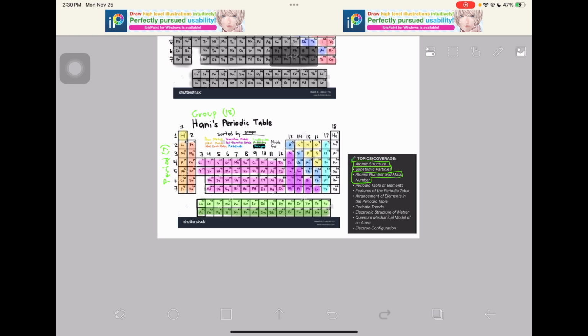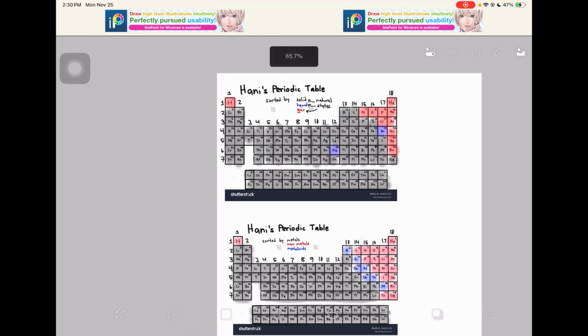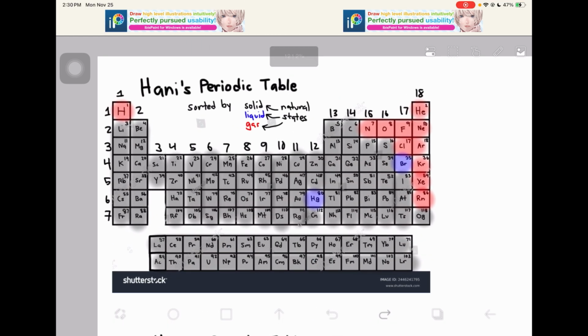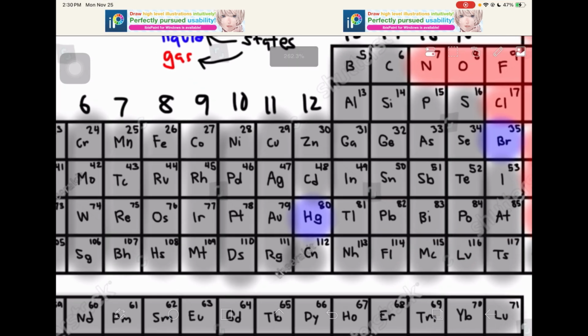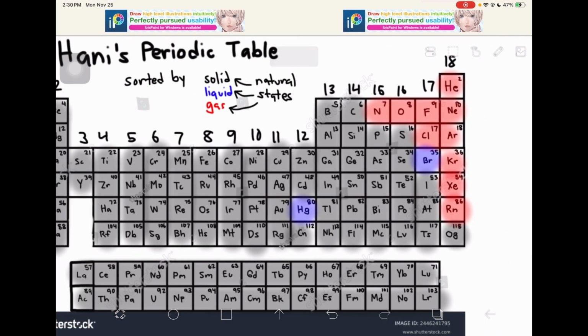Alright. Then there's multiple ways to arrange the periodic table as well. So first, you can sort them by their natural state. As we can see over here, we have the gases in red, the liquids in blue, and the solids in gray. So most of it is going to be solid, except the exception would be mercury here. That's the only one that's in liquid state, a metal at room temperature.